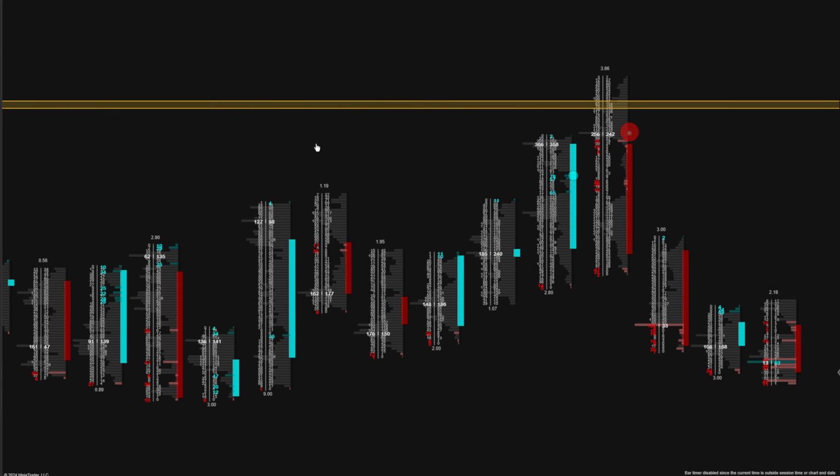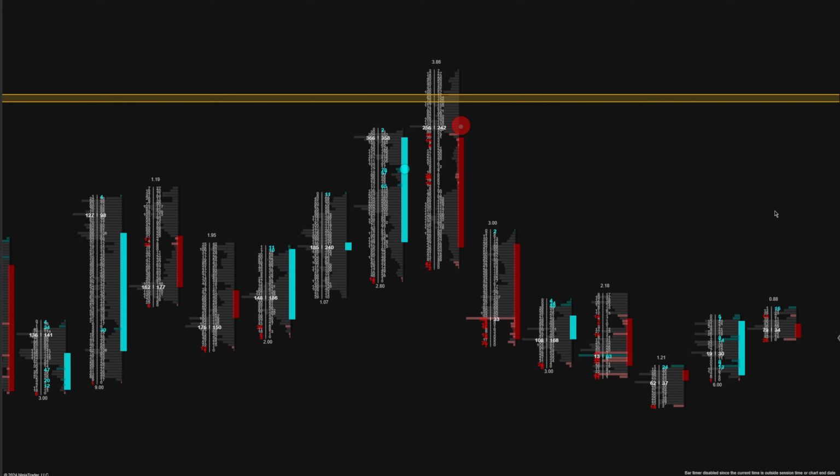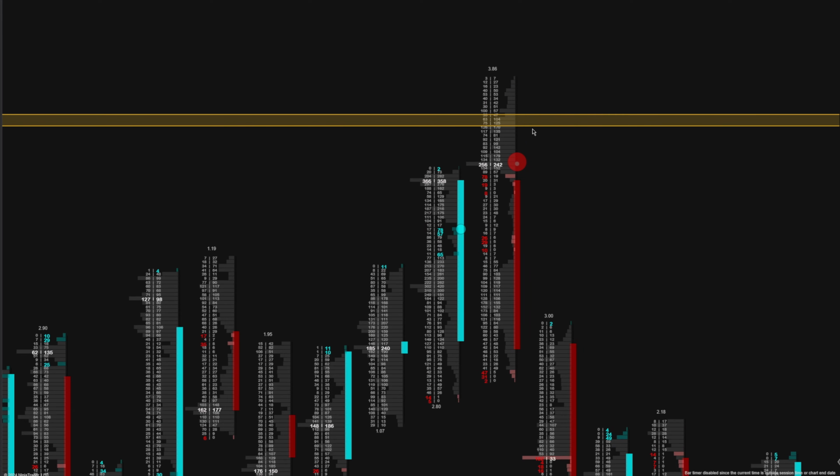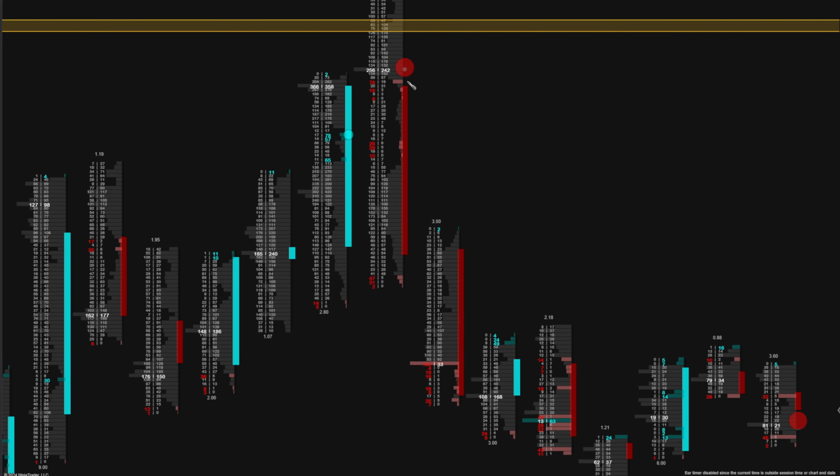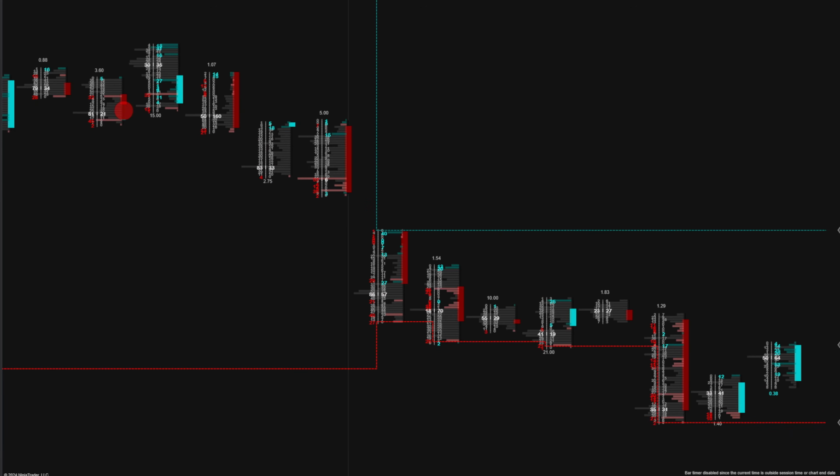Let's see, this is pretty damn accurate, right? You go up into this level, a large seller comes in, you can probably scalp this for a few points right here. From the time this guy comes in, that's about 50 points. So pretty solid reaction there.